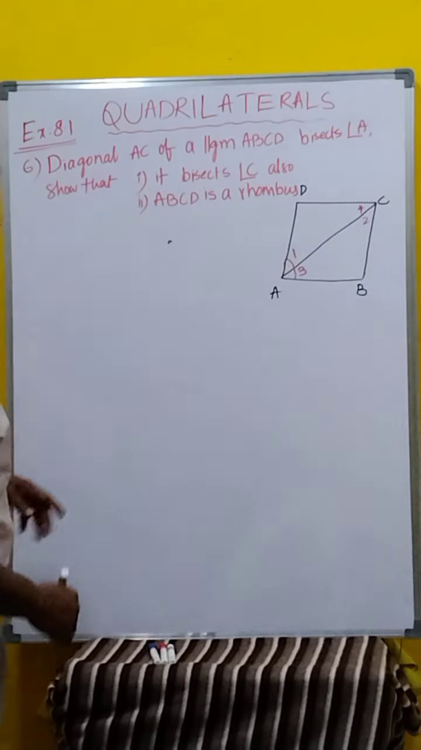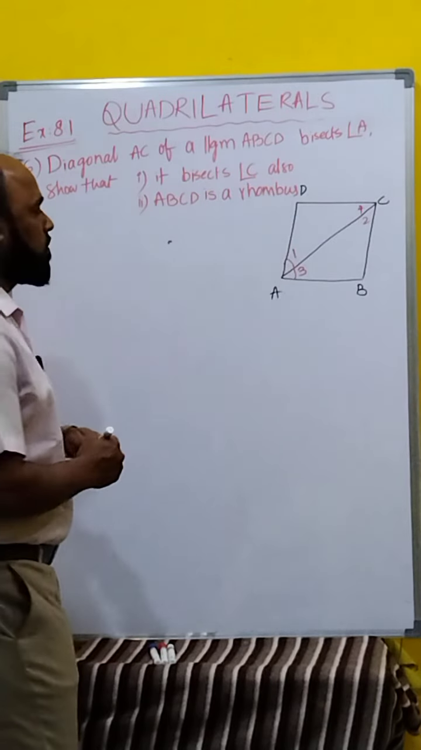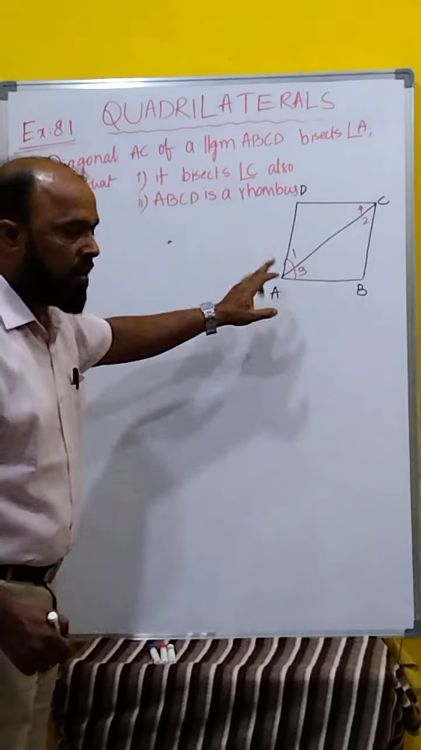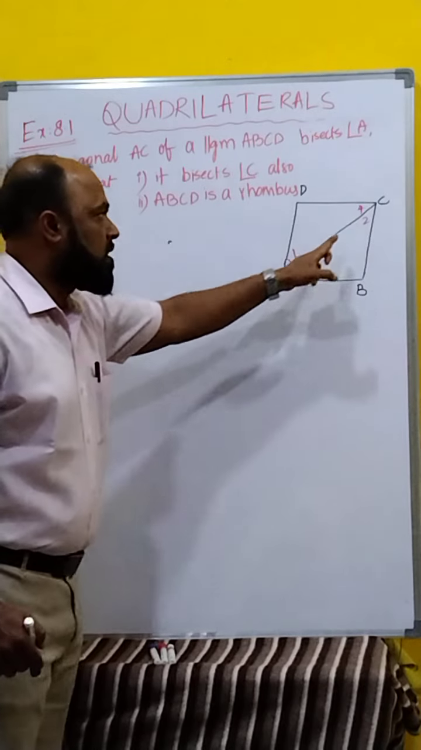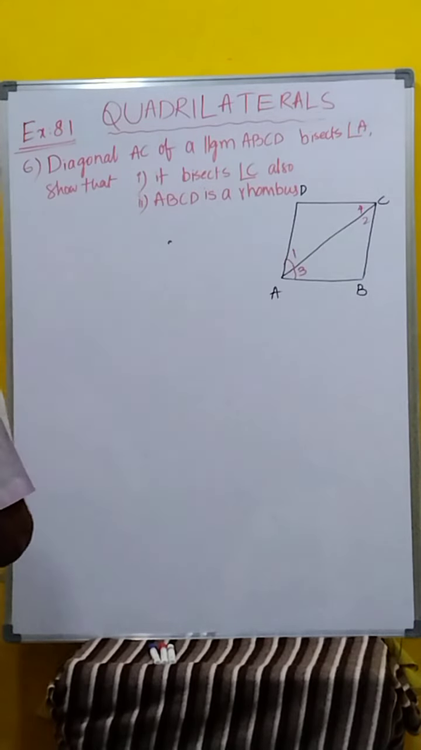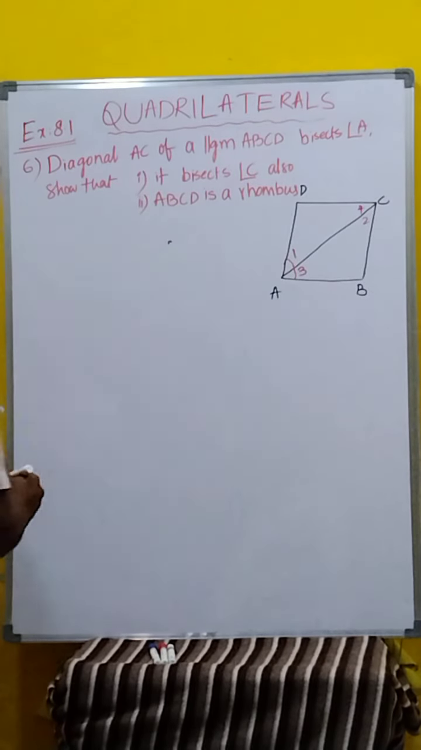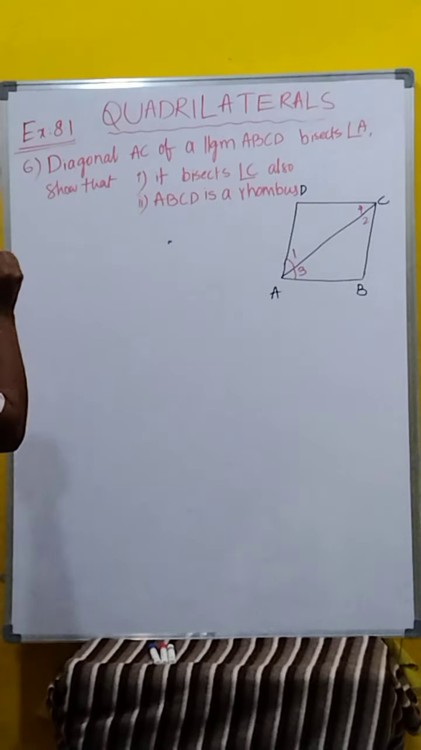Clear children? First one, it bisects angle C also, that we have to prove. This is the figure, and angle 1, angle 3, 2, 4, I am just assuming these angles. First, we have to prove it bisects angle C also. What is given?